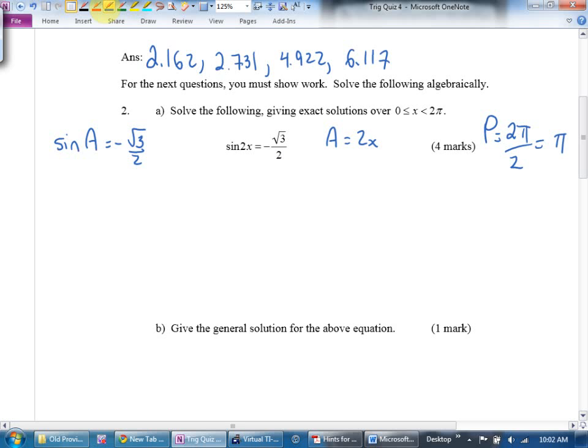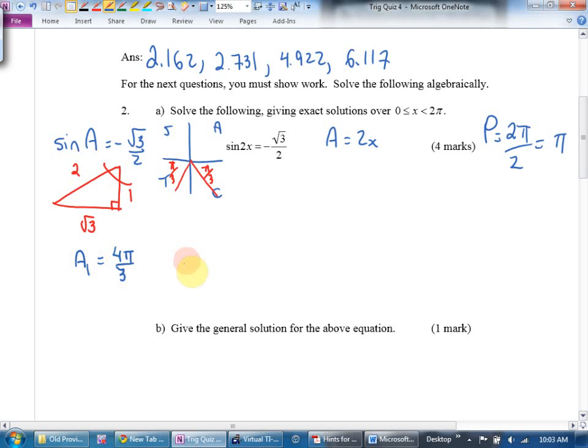So far, so good. These I've solved a gazillion of. Cast rule. Sine is negative there and there. It's the 1, 2, root 3 triangle. Draw it elongated so that it's exaggerated. 1, 2, root 3 triangle. This one has a sine of root 3 over 2. My reference angle is pi by 3. So my first a value is, I think, 4 pi by 3. And my second a value is 5 pi by 3, but that has very little to do with my actual solutions, because my solutions have what letter, Ari?